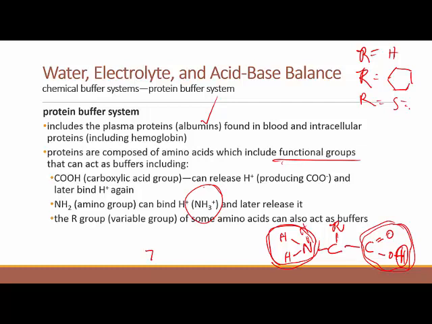And then finally, the R group, depending on what's in the R group, may be able to either drop off hydrogen ions or pick up hydrogen ions, again buffering the acids that we have in the body. So lots of ways that proteins can be involved in buffering as well. And so we're fortunate that that is the case, because we don't have to keep all those chemicals around. We can also just use the proteins that are already there in the body, which is super cool as well.